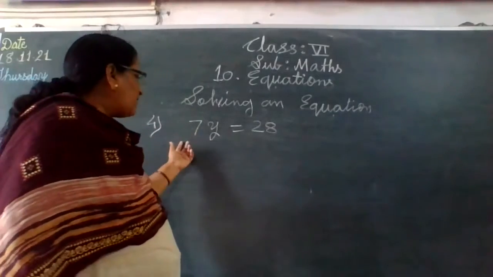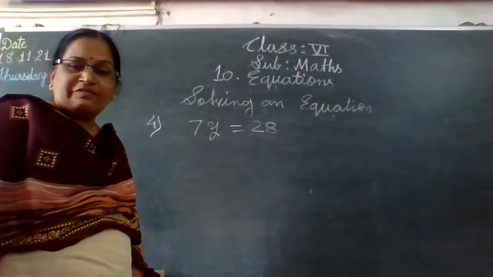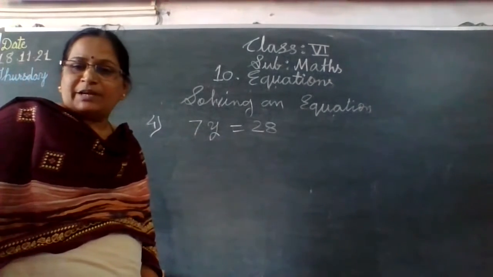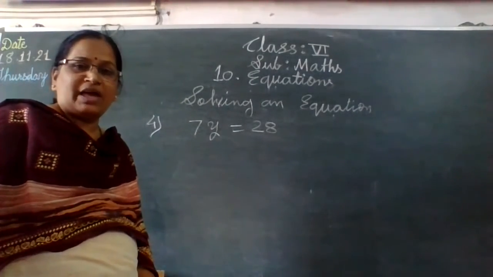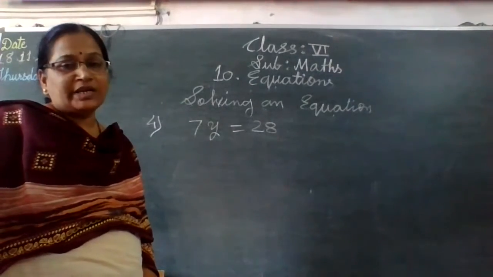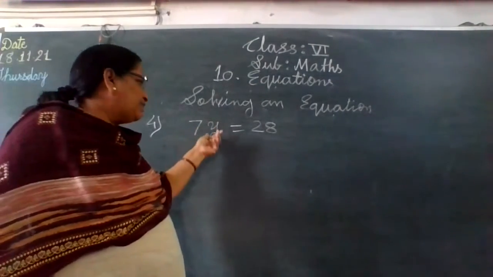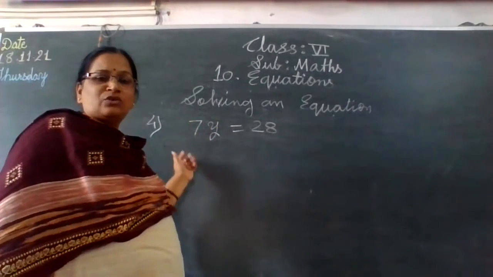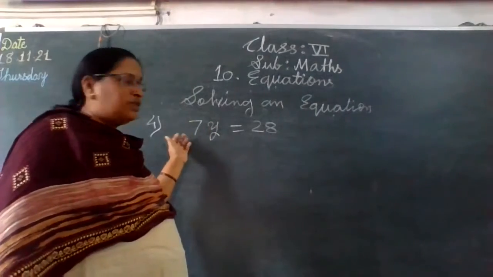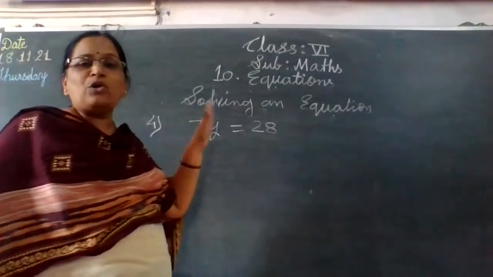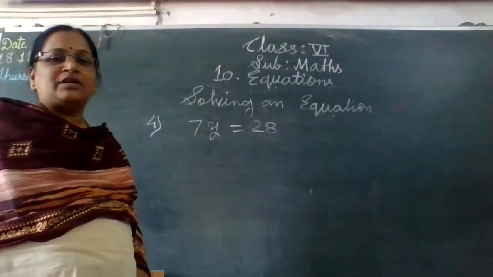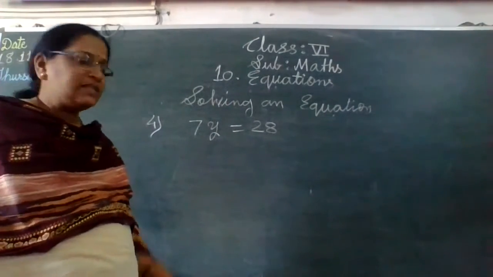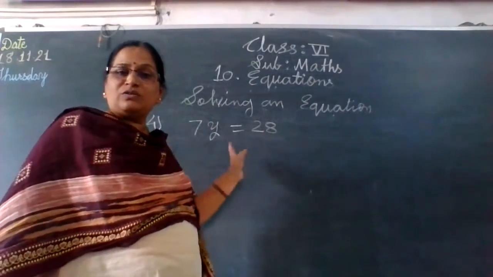Okay, 7 into y equals to 28. Left hand side has 7 multiplied. What is the meaning of 7y? 7 multiplied by y, and is equal to 28. To find the value of this variable, you have to remove this multiplied by 7 from the left side. So what to do? We are taking the opposite of multiplied by 7. What is the opposite of multiplied by 7? It is divided by 7. And the same thing you have to take on both sides.